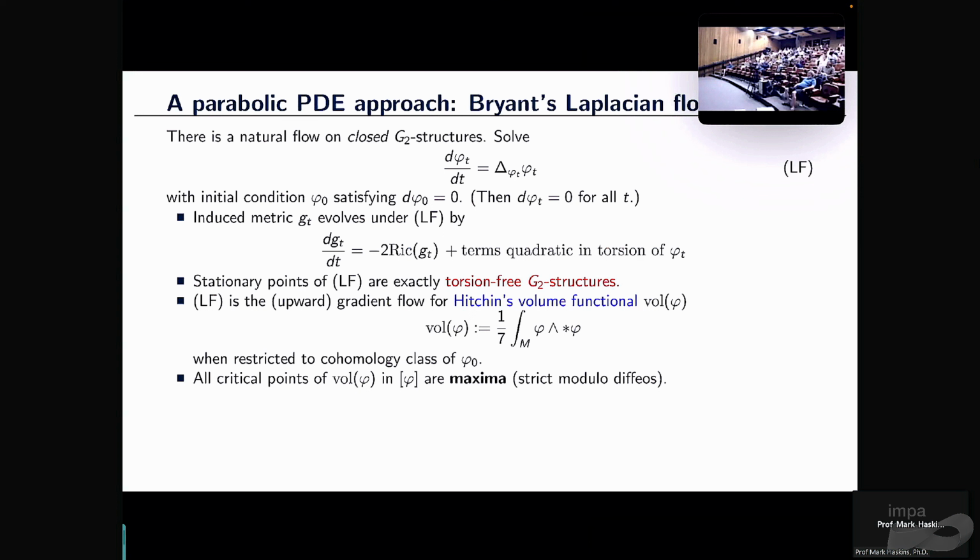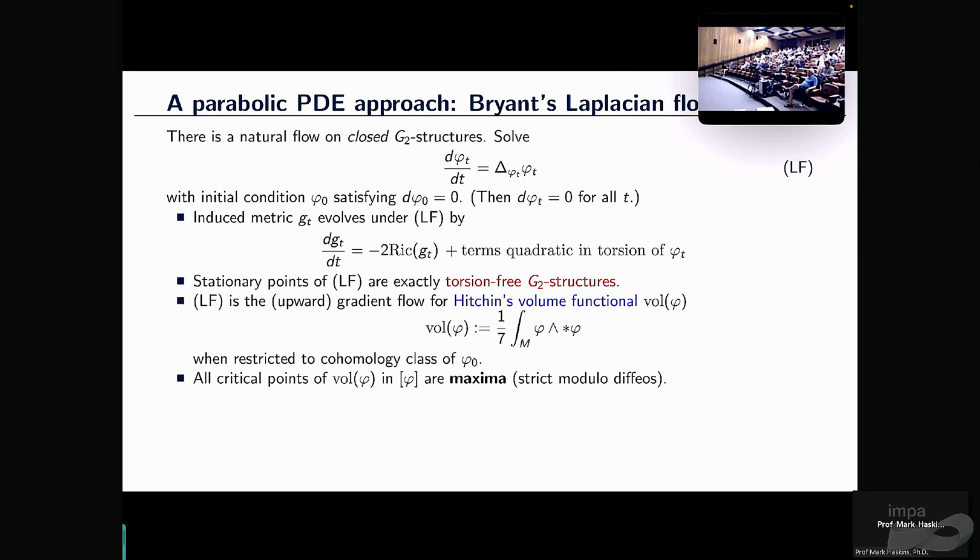But so, a few first observations. If I take a torsion-free G2 structure, then that's closed and co-closed, so the Laplacian of it is 0. So this is a static point, a stationary point of Laplacian flow. And indeed, the stationary points are exactly the torsion-free G2 structures. So that's something that we might hope for.